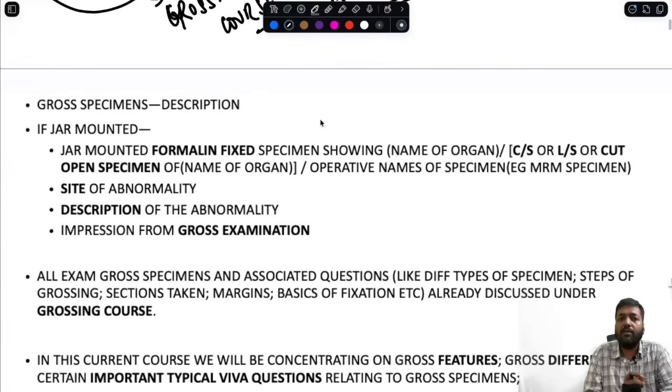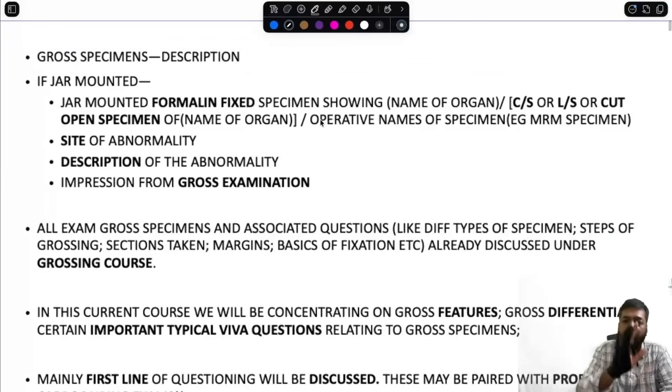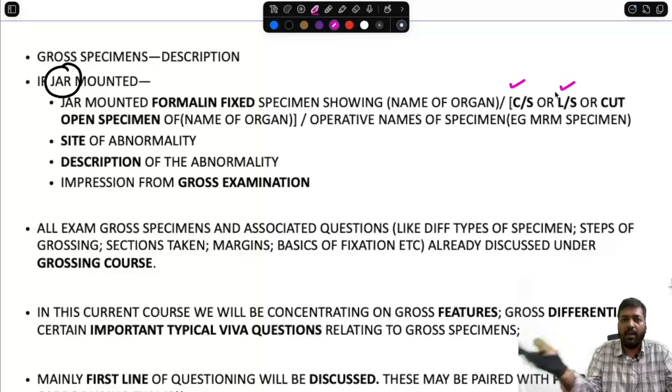Before I start, whatever I have already told you is written over here, so I am not going to repeat it. What is very important is that whenever you get a museum specimen, it is jar mounted, so you always have to say it like this: it is a jar mounted formalin fixed specimen showing lungs, heart or whatever. If it is not a complete organ, if it is a cut section, then you say it is a cut section of heart or longitudinal section of the lungs, something like that, or a cut open specimen of an aorta, abdominal aorta, like that.